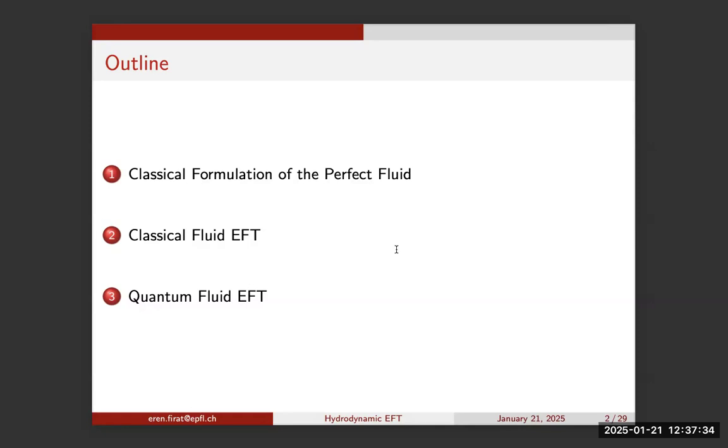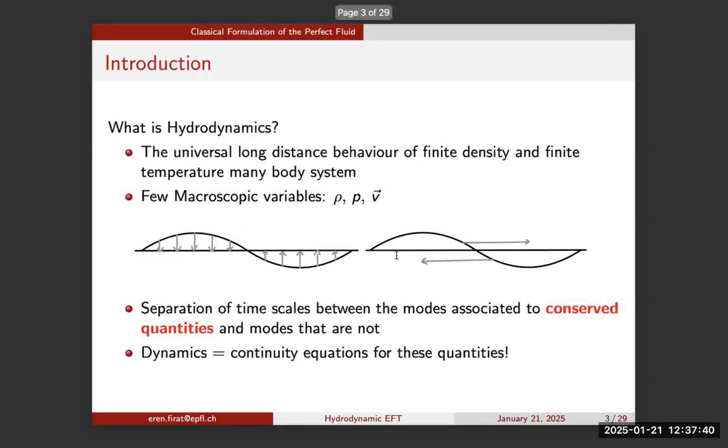Of course, don't hesitate to bombard me with questions from the floor. But to start, I could go to a simpler question, which is: what is hydrodynamics, what is the perfect fluid, and why do we want to study it in the EFT language? Hydrodynamics is just the study of the long distance, long time behavior of finite density and finite temperature systems, where we expect a universal description in terms of a few macroscopic variables, which are well known to everyone: the pressure, the density, the velocity, and so on.